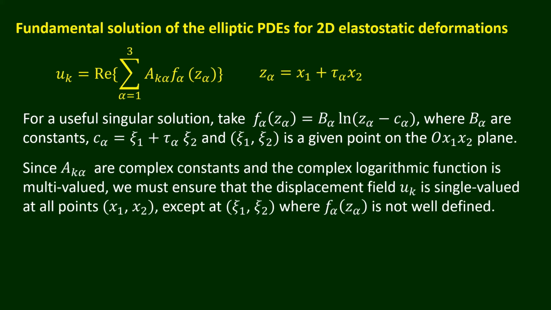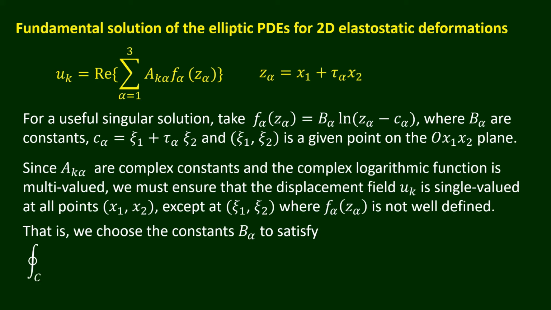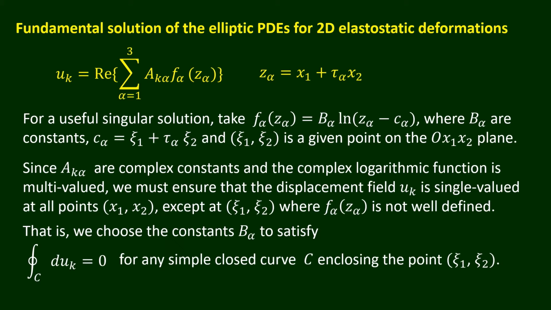Since A_kα are complex constants, and the complex logarithmic function is multivalued, we must ensure that the displacement field, u_k, is single-valued at all points (x1, x2), except at (ψ1, ψ2), where f_α(z_α) is not well defined. That is, we choose the constants, B_α, to satisfy the integral over C of du_k equals 0, for any simple closed curve, C, enclosing the point (ξ1, ξ2).